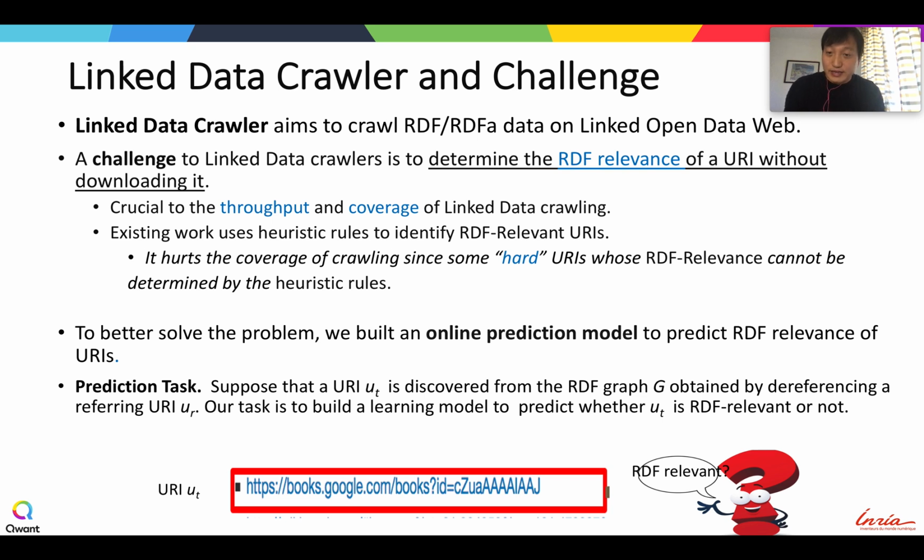More specifically, given a URI UT discovered from the RDF graph G obtained by dereferencing a URI UR, the core task of this work is to build a learning model to predict whether UT is RDF relevant or not.